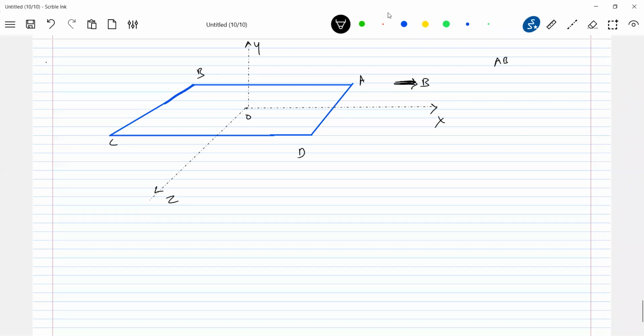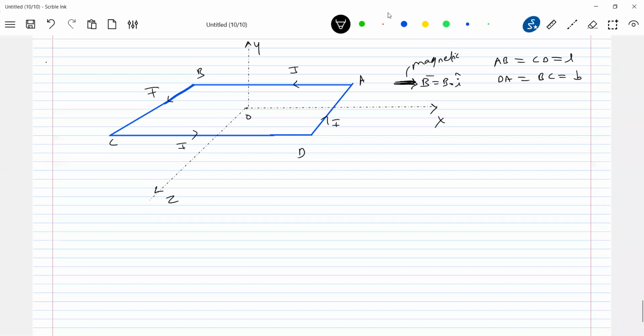AB equals CD equals L, and DA equals BC equals, let it be b. There's a uniform magnetic field that I switched on. What is B? Magnetic field. Let me put it. So let there be a current I. Now let's see what are the things that will happen.